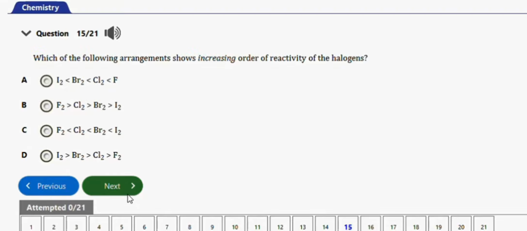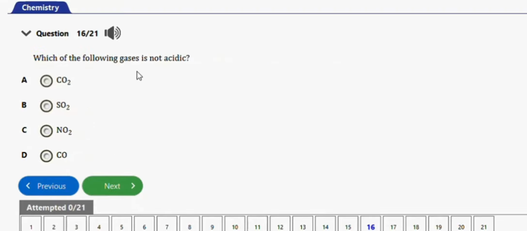Let's repeat the question with this one. It says which of the following gases is not acidic? So it will be carbon monoxide, which is neutral. Alright, all of these other gases are acidic except carbon monoxide, which is a neutral gas. Alright, so the next repeated question is this one. It says which of the following halogens is solid at room temperature?